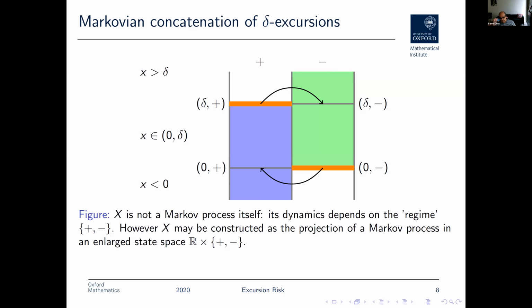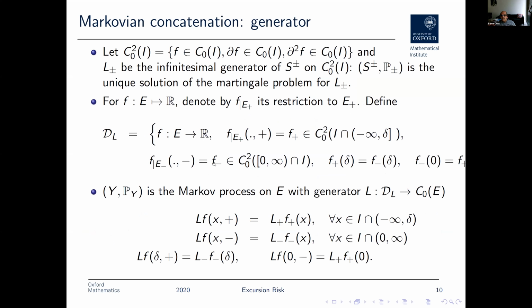It's fine. And well, the S plus has some infinitesimal generator L plus. S minus has some infinitesimal generator L minus, and I can use as domain the space of C2 functions. So think of diffusions here. I'm typically thinking of diffusions. But okay, so if I have a diffusion, then it has some generator which has a domain which is C2 functions. Okay. And now I'm going to construct the generator for my bigger process from the generators L plus and L minus.